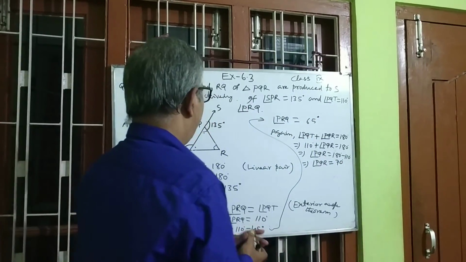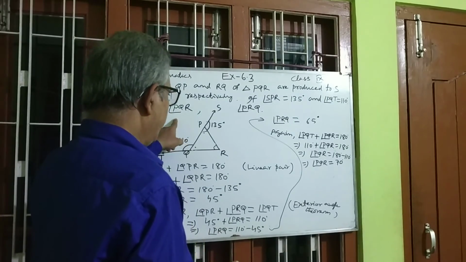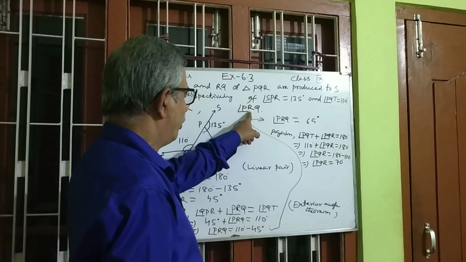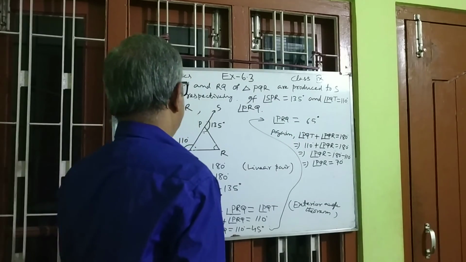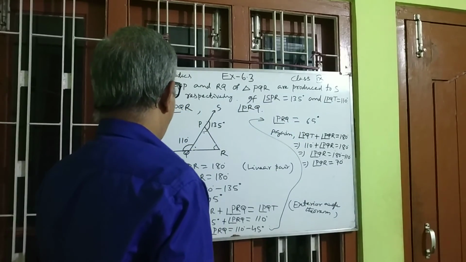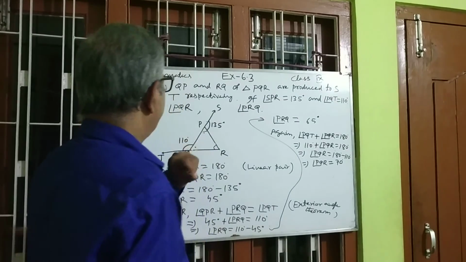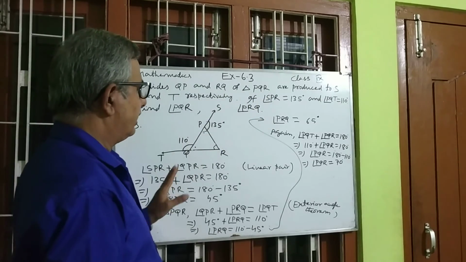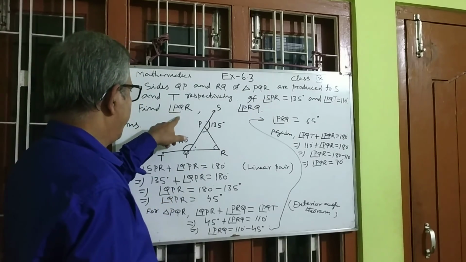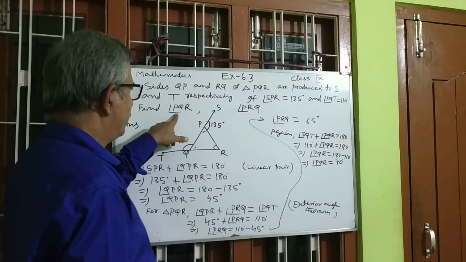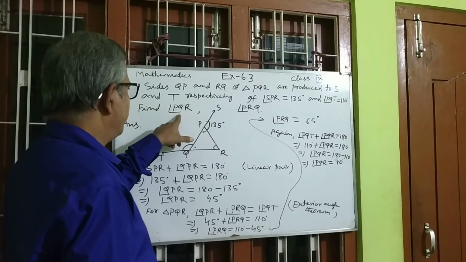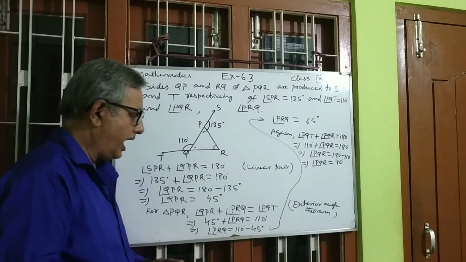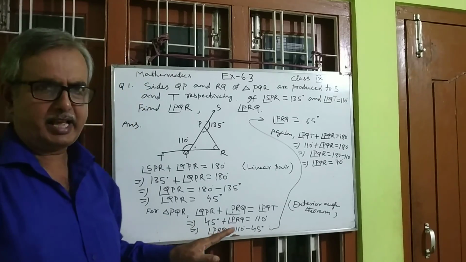So all the angles you got: PQR is 70 degrees, PRQ is 65 degrees. I think you understood. Correct the question here: PQT is given as 110 degrees, so here it should be PQR, not PQT. To find, PQT should not be there because PQT is given. Okay, I think you understood this question very nicely.